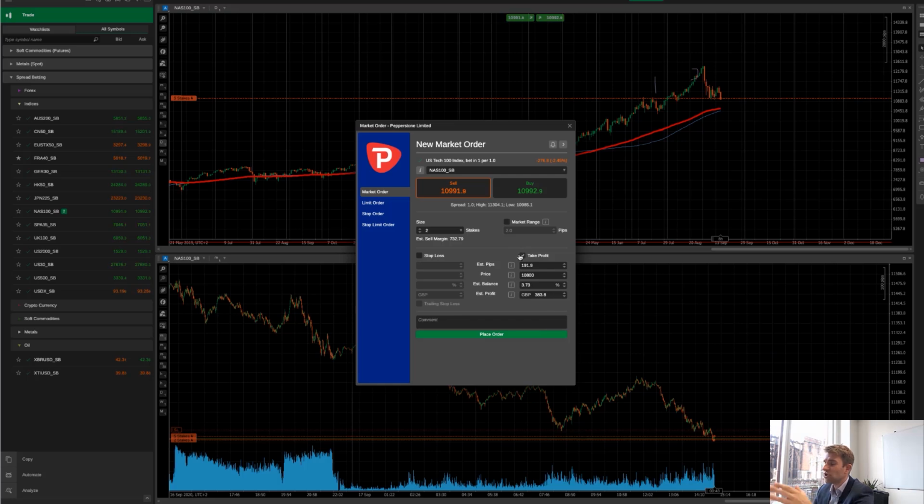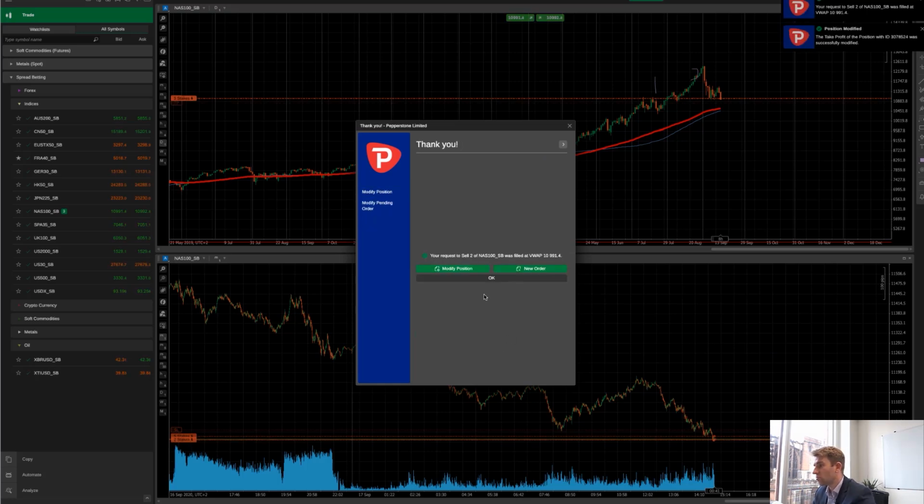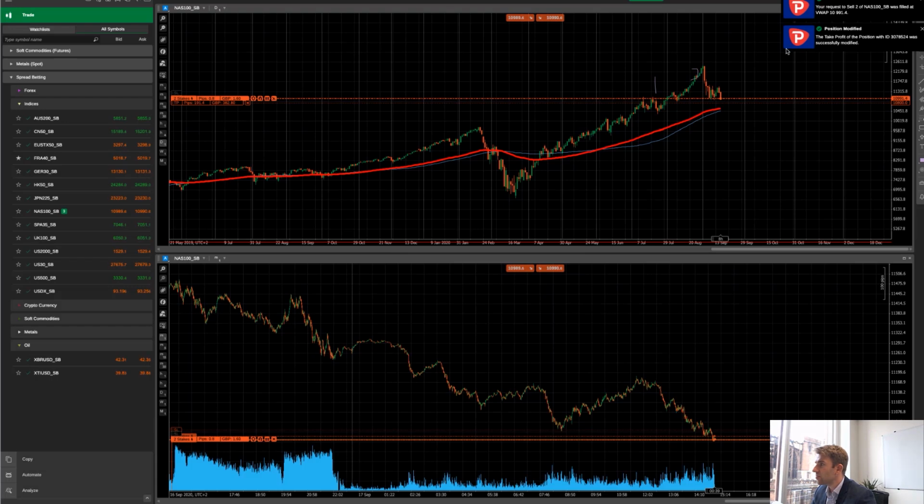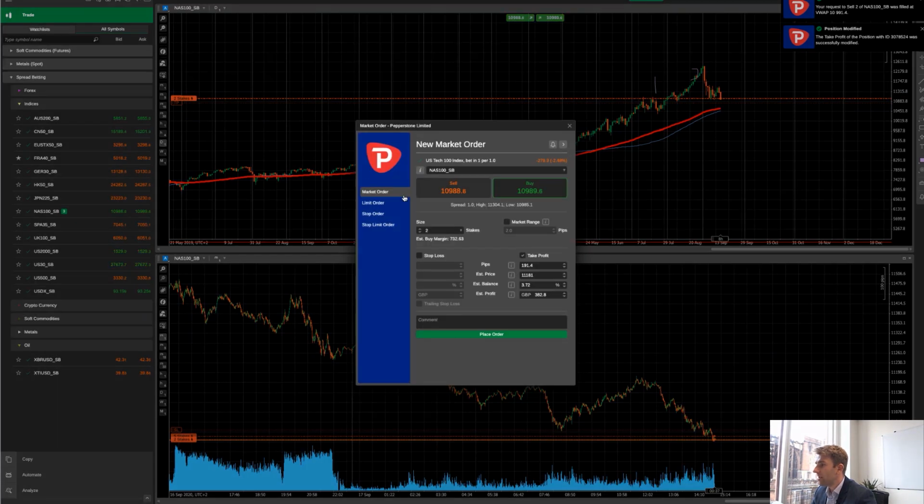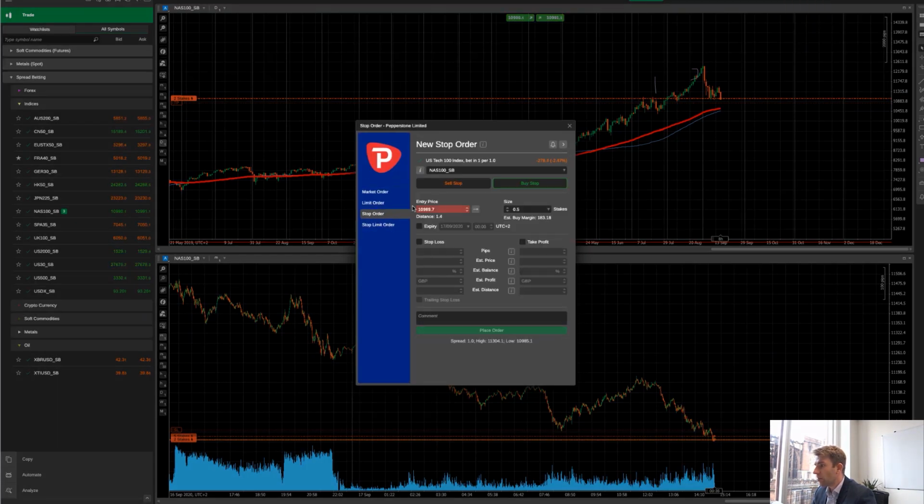Great. So that attaches a limit order to the trade. Let's just place the order and put that in. Great. Other things we can do, guys, is enter stop orders to get into the trade, whether we're going long or short. So how would that work?